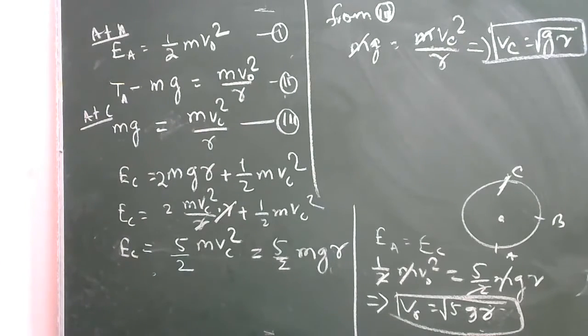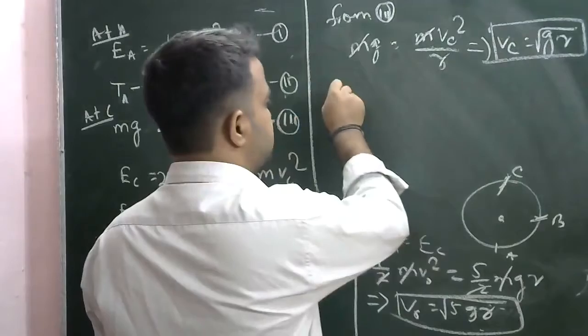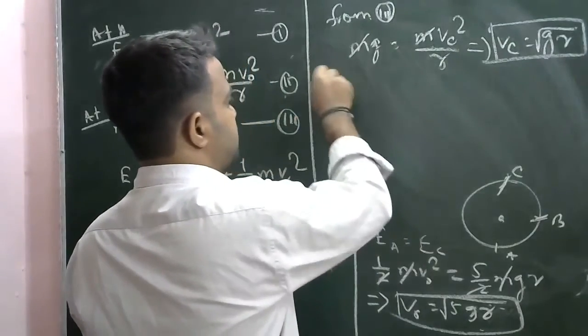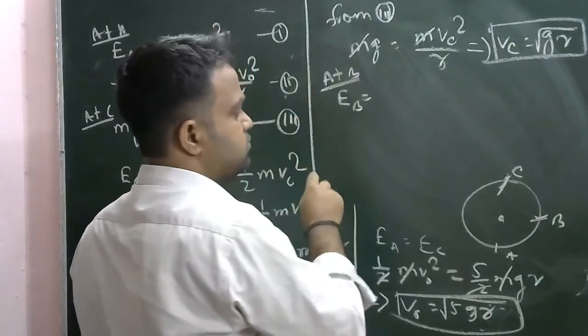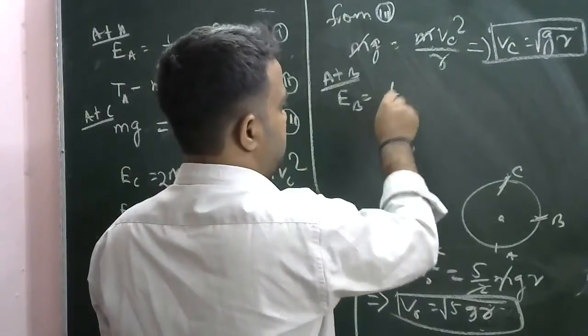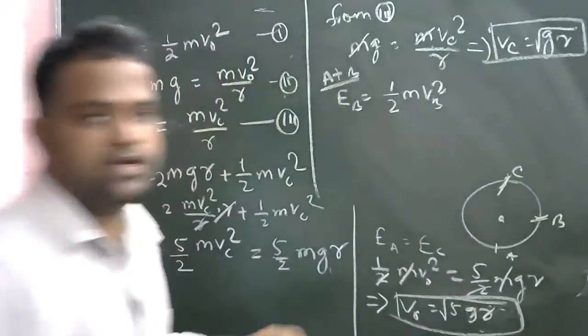Now we'll calculate VB. So how will you calculate VB? Again, we'll use the same concept of energy. At the B position, what is the total energy? At B, EB is equal to half mVB square. This is your kinetic energy.